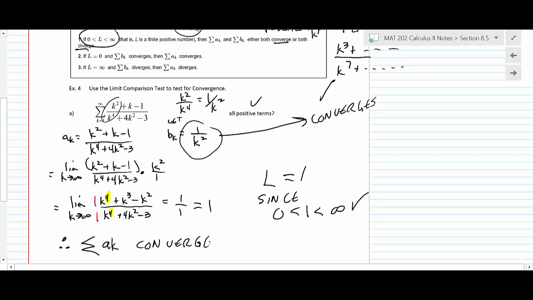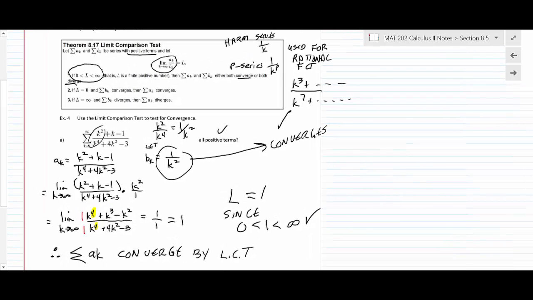And I'll just abbreviate this by the limit comparison test. Again, whenever you're doing these tests, look at the theorem. The theorem tells you what to do. As you're doing homework and stuff, just refer to this over and over again. So we got that, and we compared it to something that already converged, therefore we converge. Does that make sense? Okay, yes.